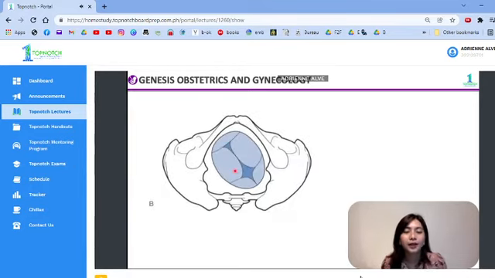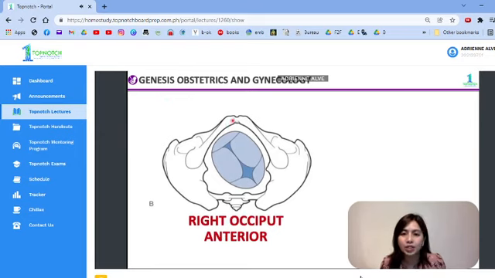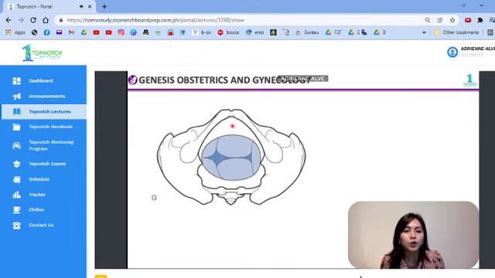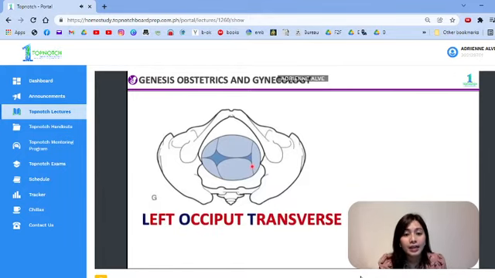Okay, dali lang yan. Okay, pag ito, so again, nandito yung ating posterior fontanelle. So ito ay right occiput, is nasa maternal right occiput anterior. Kasi di ba mas malapit siya sa symphysis pubis. Okay. So ito, andito yung posterior fontanelle mo. Anong tawag sa position na to? This is the LOT position or the left occiput transverse.